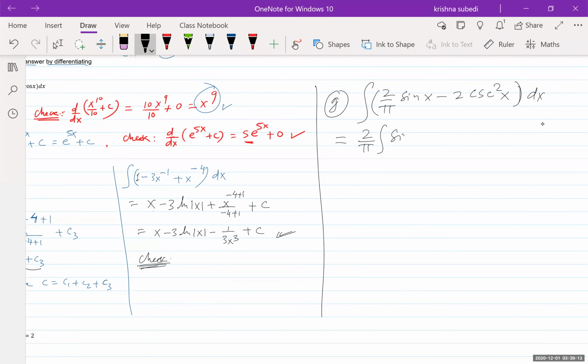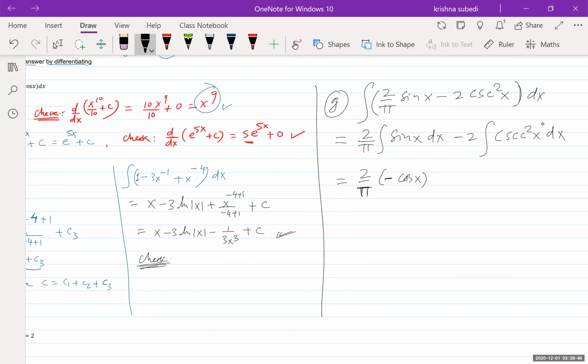Two over pi sine x dx minus 2 cosec square x dx, right? Now 2 over pi sine x. What is the antiderivative of sine x, by the way? We have written the formula. Can you tell me, somebody? Negative cosine x, yes. Thank you. We're going to write c at the end, okay?